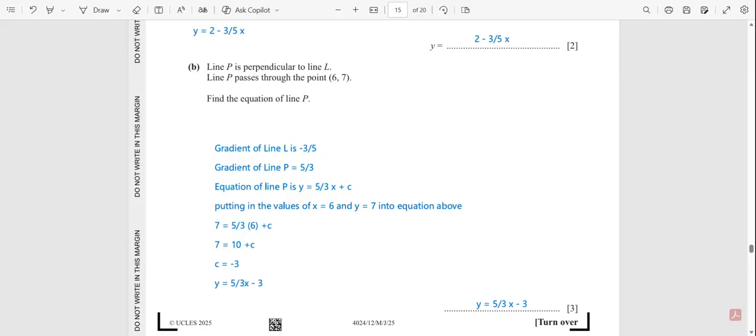So the equation of the line P is y equals 5 by 3 x plus c. Putting in the values x equals 6 and y equals 7 into the equation above, we get 7 equals 5 by 3 into 6 plus c. 7 equals 10 plus c, so c is minus 3. y equals 5 by 3 x minus 3 is our equation of the line P.